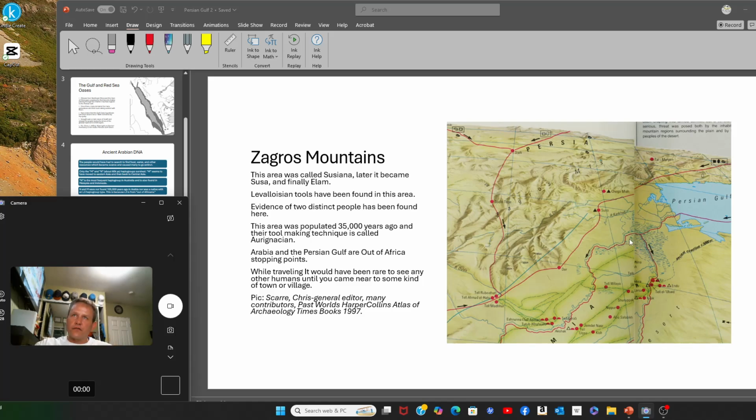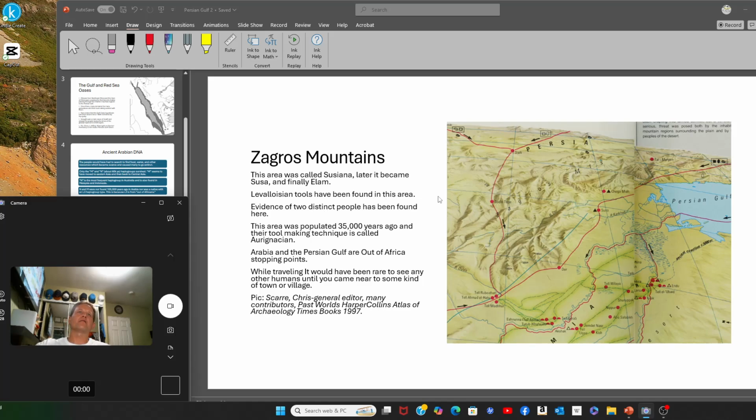And then you have this other trade route that's going and hitting this more northern Babylon-like area. This area, the Zagros Mountains, was called Susiana. Later it became Susa and finally Elam. So that's here where Susa is at.